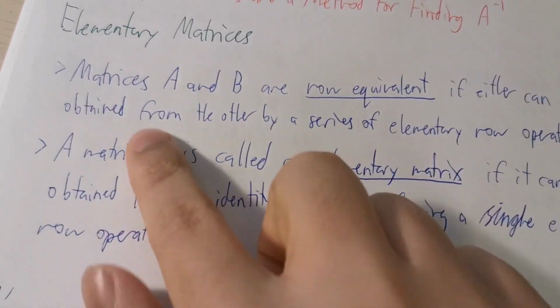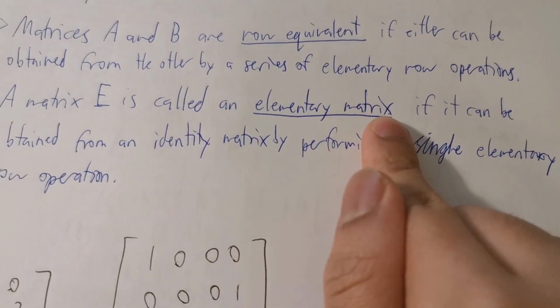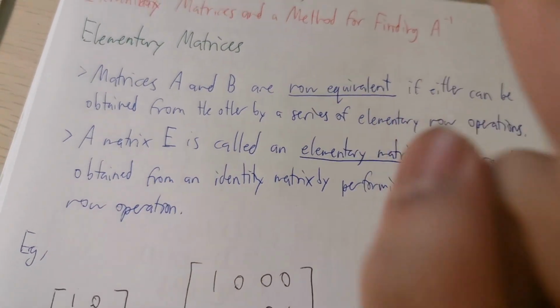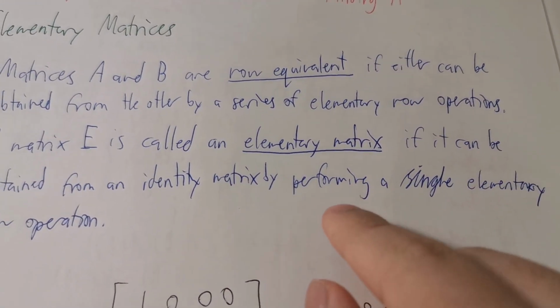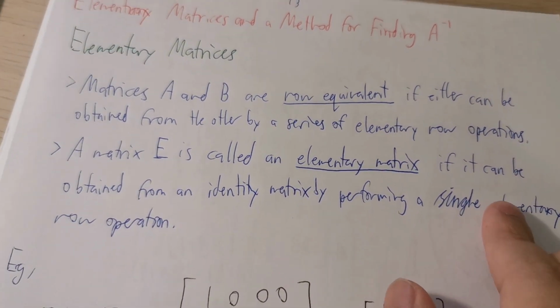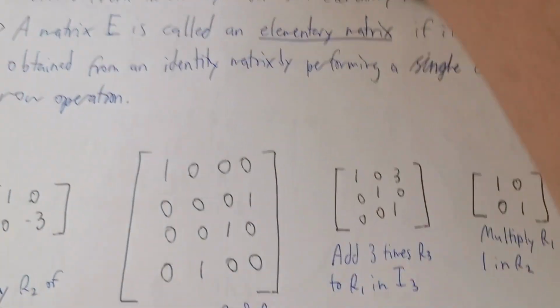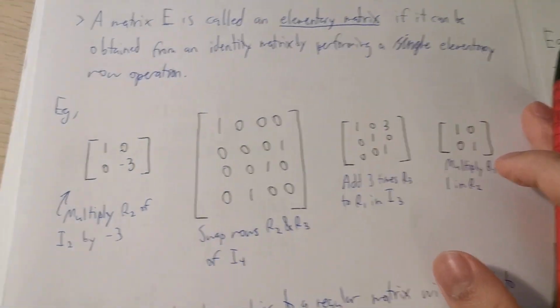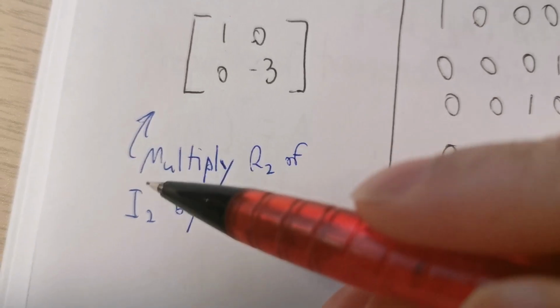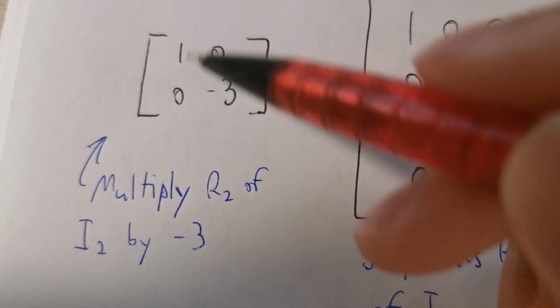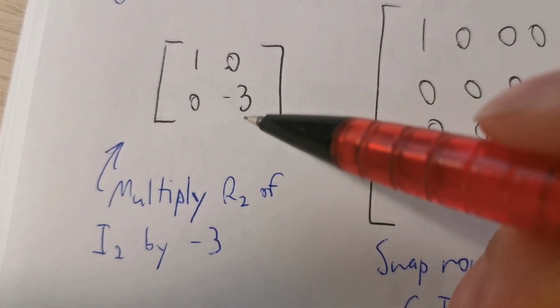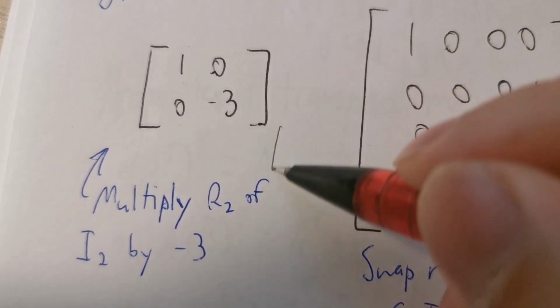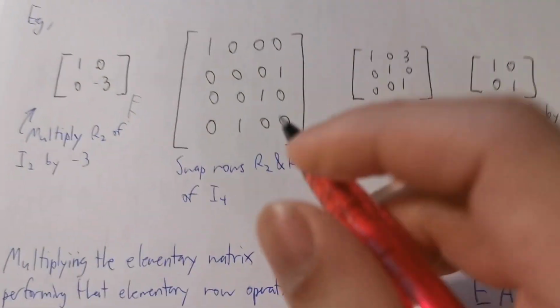Now, a matrix E is called an elementary matrix if it can be obtained from an identity matrix after performing a single elementary row operation. And so that means matrices like this. Here you have the identity matrix I2. You multiply the second row by -3. This is E, this is an elementary matrix.